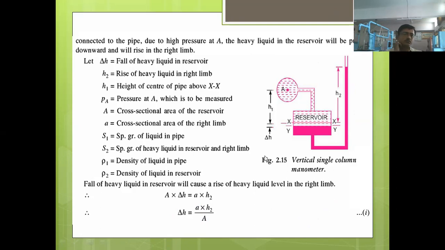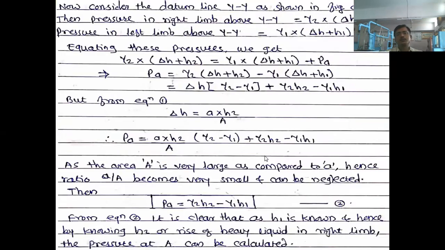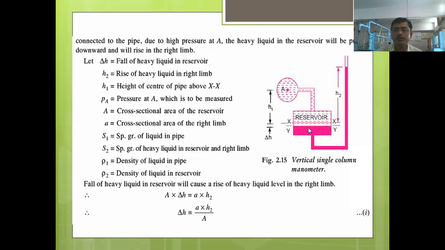Now consider we have to apply the same principle here. The pressure head in the left limb and the pressure head in the right limb above the datum is equal, right? It is the same. So now, the pressure in the right limb above YY, when equilibrium is reached, we will consider YY as the datum, because under equilibrium condition this YY will be the fixed position. The pressure head above it must be equal to the pressure head in the right limb.